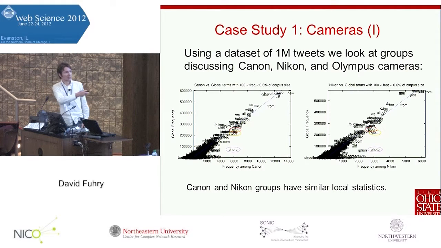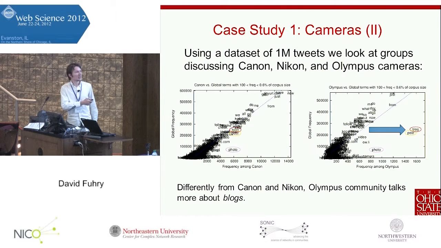But if I replace this Nikon image on the right with the Olympus case, we can see that for the users of Olympus cameras, instead of blog and post being roughly as frequent as in the broader social network, they talk about them a lot more frequently. So here we show that there's a certain local exaggeration used with these terms. This shows how we can compare different related communities, the community of Canon, Nikon, and Olympus, and say something different about them.